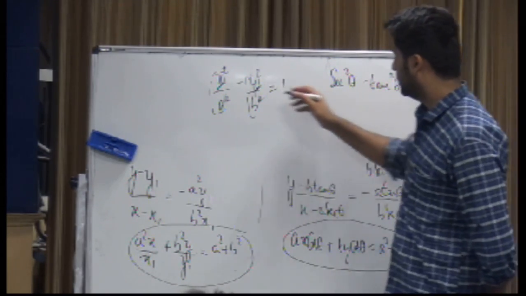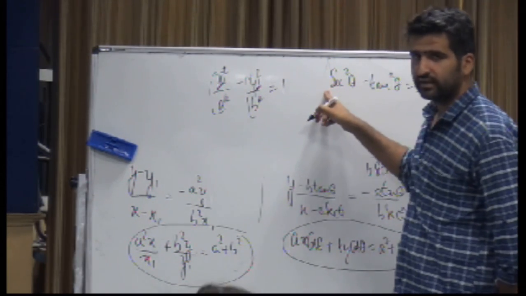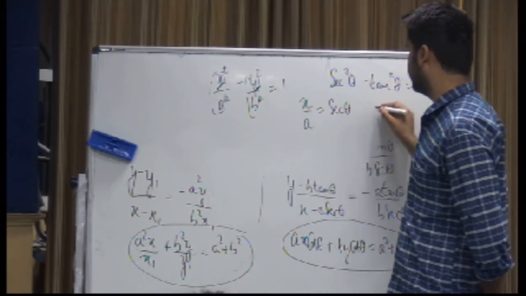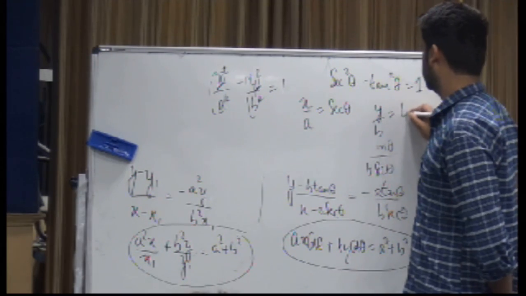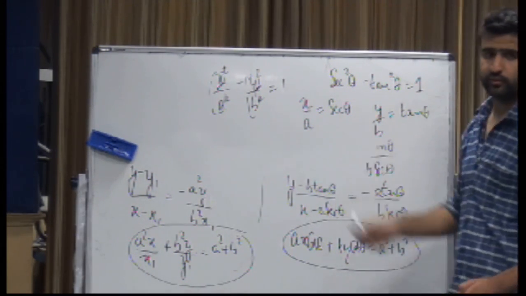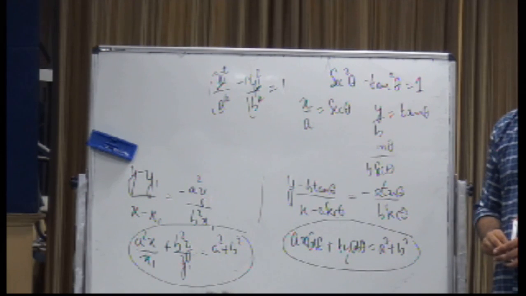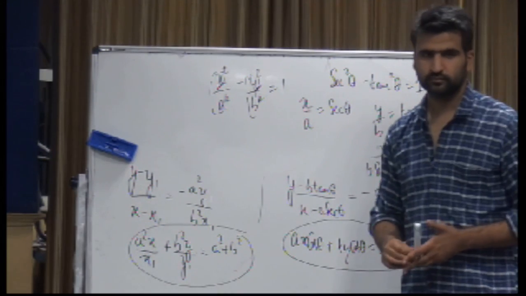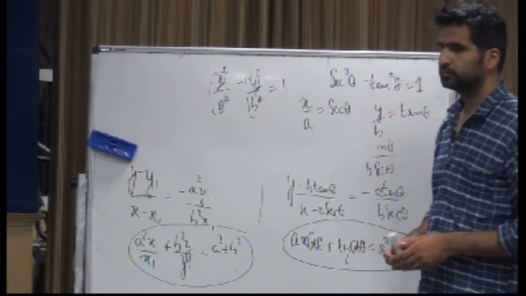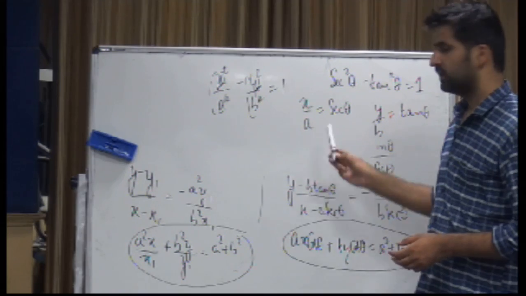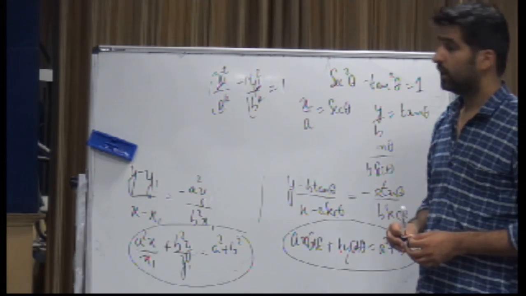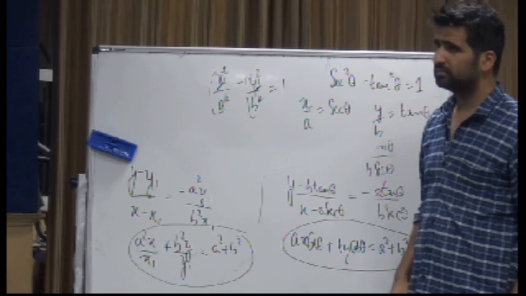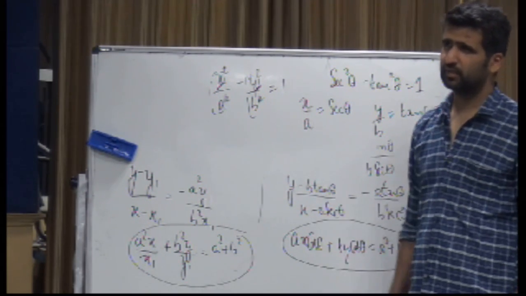So if we equate, x upon a is equal to secant theta, right? So if we compare these two, I will get x upon a is equal to secant theta and y upon b is equal to tan theta. So therefore x is equal to a secant theta. Cosecant and cot, yeah, you can use. Okay, so this is what we'll get. But in that case, if you use cosecant and cot, the coordinates will differ a little.